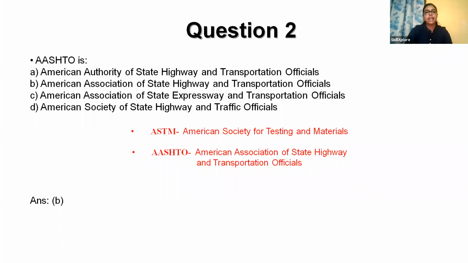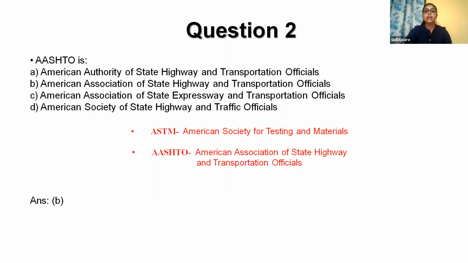So that's that. And next question, AASHTO. The abbreviation of AASHTO has been asked many times. They have given 4 options. One is American Authority of State Highway and Transportation Officials, American Association of State Highway and Transportation Officials, then American Association of State Expressway and Transportation Officials, and finally American Society of State Highway and Traffic Officials. So 4 options are given. If you check the first 2 options, A and B, only one word is different. In the first option, it is American Authority, and in the second option it is American Association. So it can be confusing.